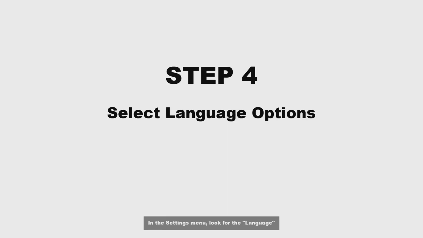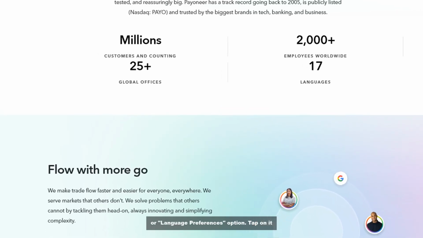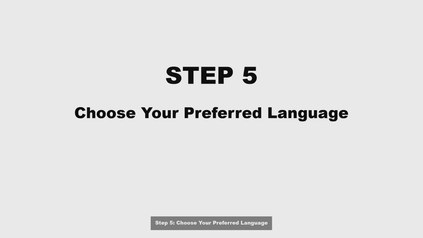Step 4. Select Language Options. In the Settings menu, look for the Language or Language Preferences option. Tap on it to view the available languages.